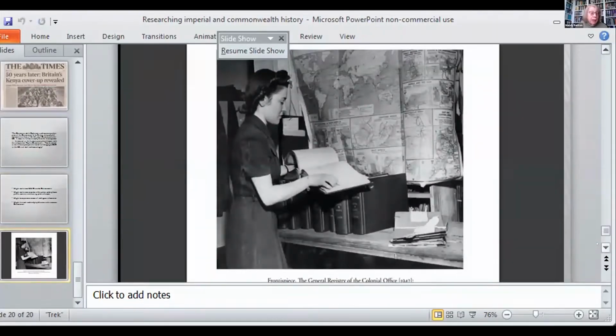My final slide. A member of the Colonial Office registry staff consulting a register of correspondence in 1942. Believe it or not, she is called Miss Heritage.